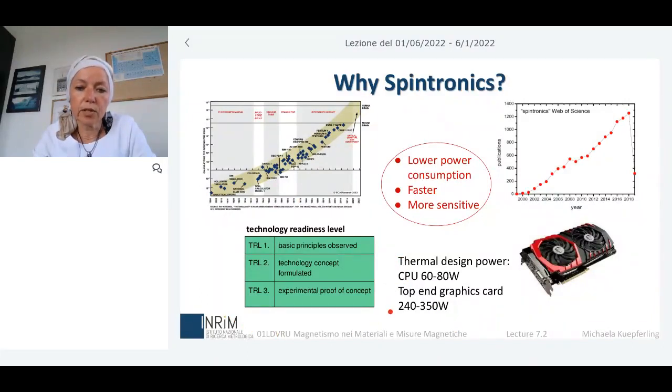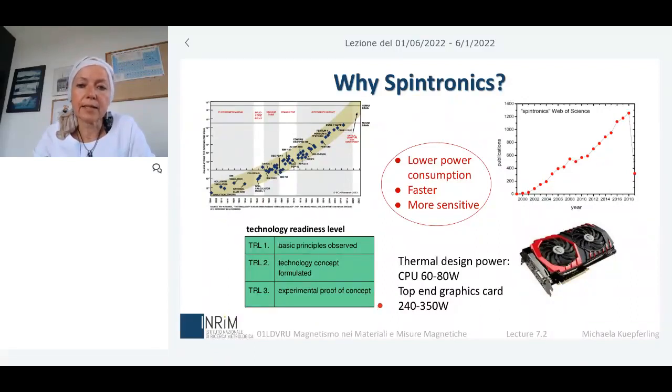Very often when you move into research projects, you will hear about the technology readiness level. You can see here the first 3 levels. The first level is basic principles observed. The second, technology concept formulated. And the third, experimental proof of concept. And nowadays, let's say we reach this experimental proof of concept.